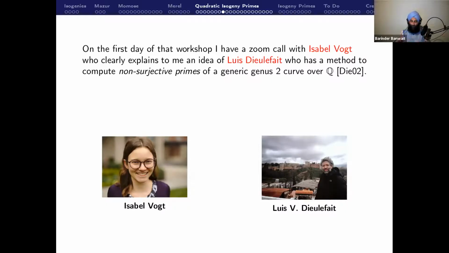So Dieulefait, this is in a different context, but it's similar. Dieulefait is also trying to compute exactly a set of primes that he's interested in. This is the non-surjective primes associated to a generic genus 2 curve over Q. I'm not going to get into the details of that here, but I will try to, in very broad brushstrokes, explain this idea, or at least this part of his approach.